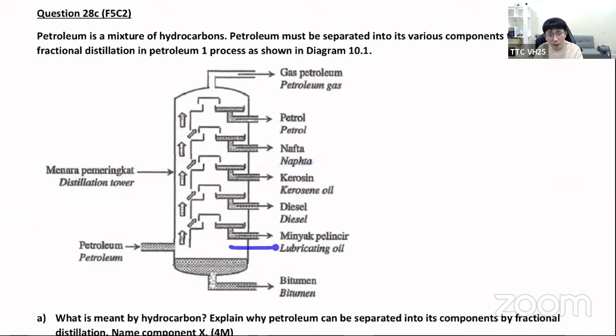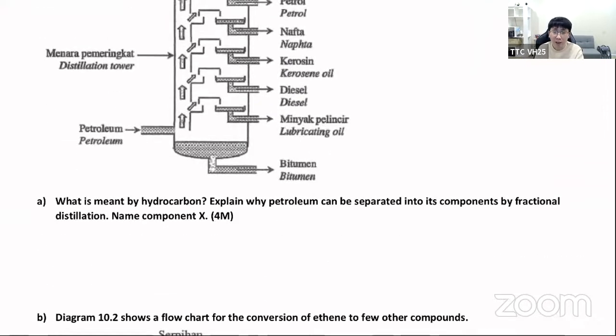So you see, lubricating oil cools down first, then the rest go up. At this level, diesel cools down. Then go up, kerosene cools down. Go up again, naphtha cools down. Go up, petrol cools down, and the leftover is petroleum gas, which doesn't cool down because it has a very low boiling point. So by using different boiling points, we separate petroleum. Again, what is meant by hydrocarbon? I mentioned this in the previous question. Hydrocarbon means only hydrogen and carbon. Why can petroleum be separated using fractional distillation? Because of different boiling points.